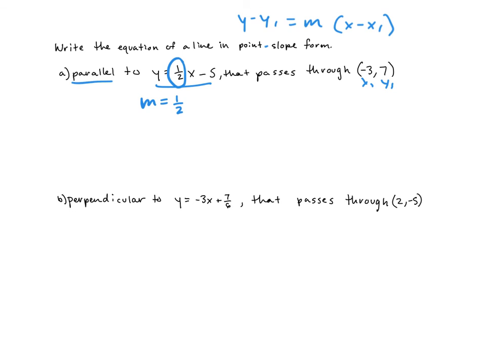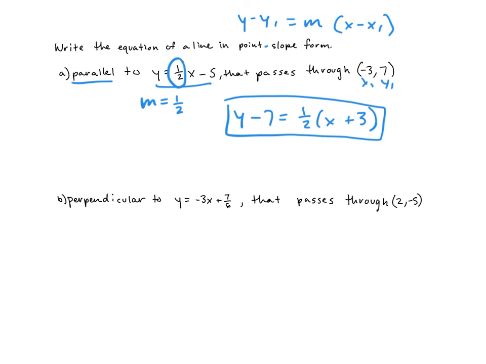So now we plug in. So we have y minus 7 is equal to 1/2 times x plus 3. Any questions here?